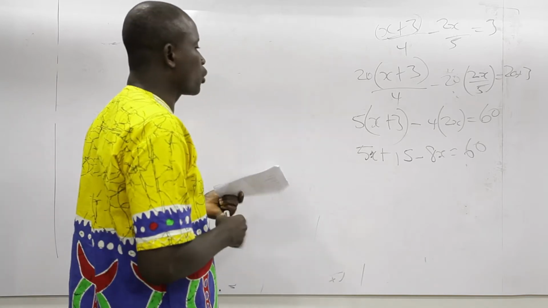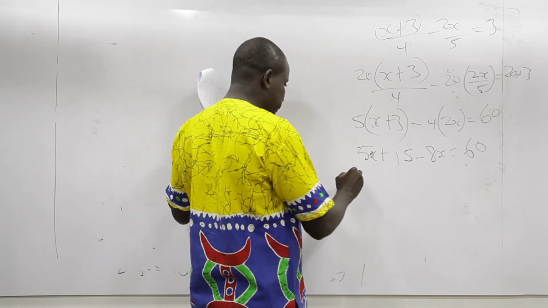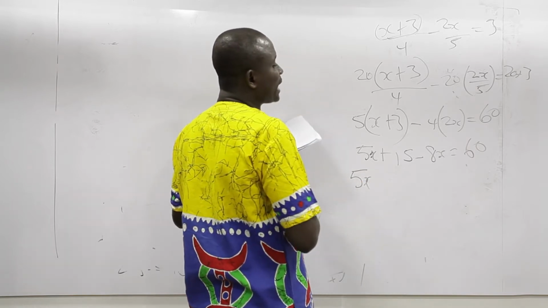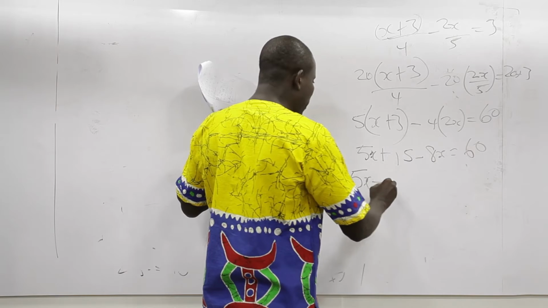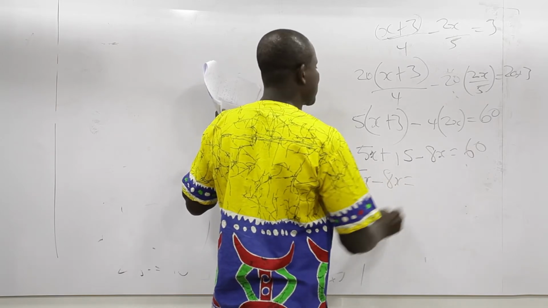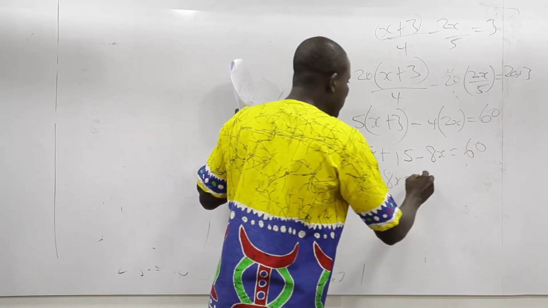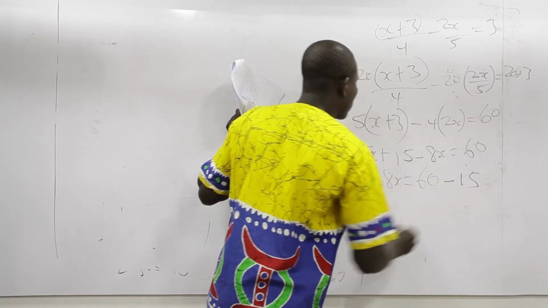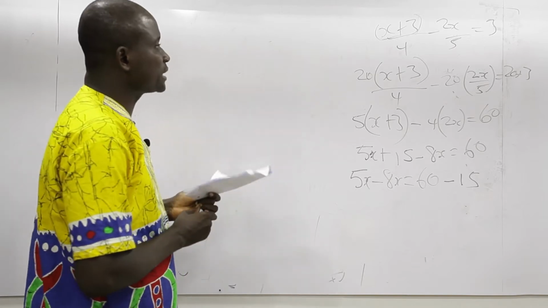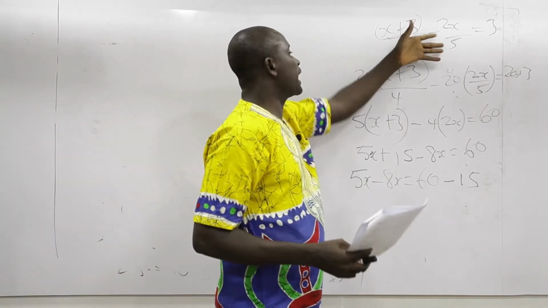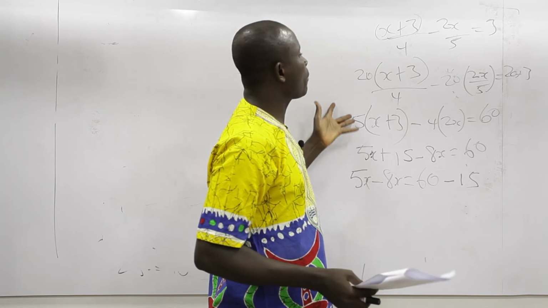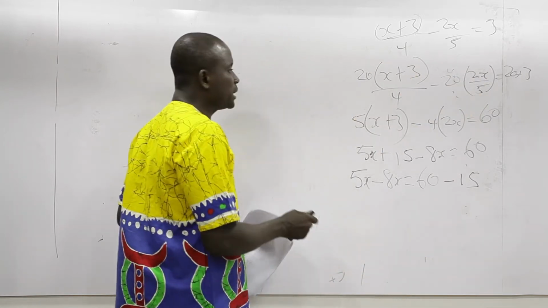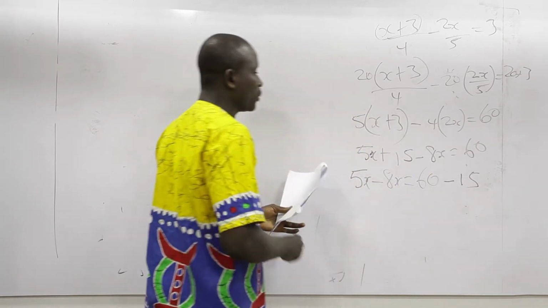Let's see how we do our groupings. So here, I'm having 5x here. I'm talking about numbers that are bearing the x. Minus 8x is equal to 60 minus 15. I hope you are following the steps I'm going through. First, I found the LCM. The LCM is 20, and I multiplied it through by all the various terms. And after doing that, I have just opened the brackets now. This is what I'm having.